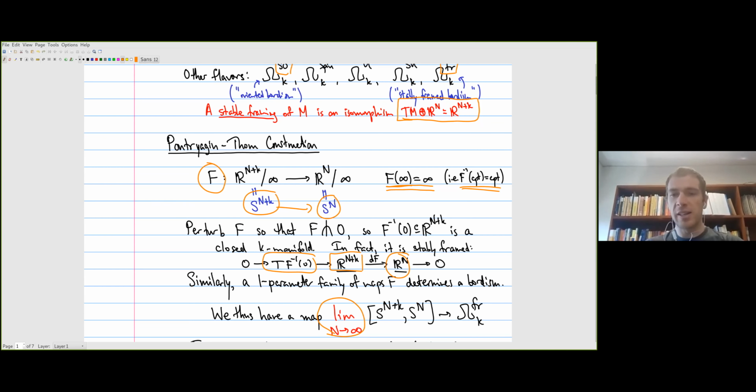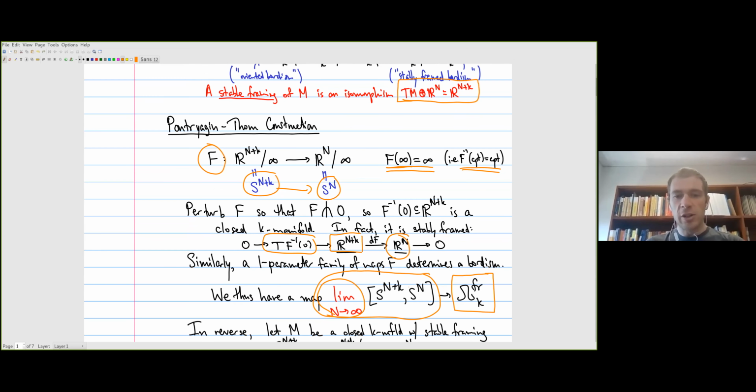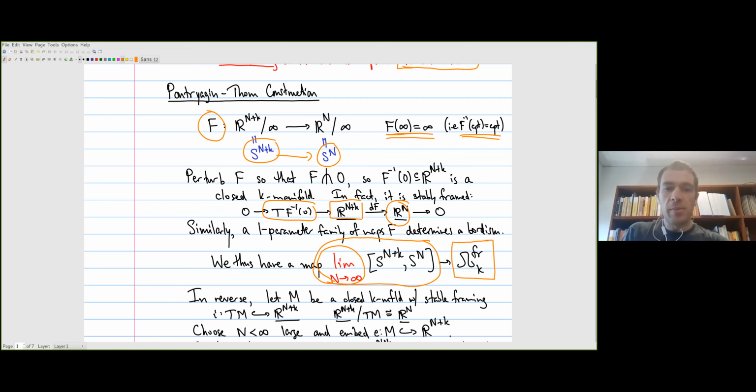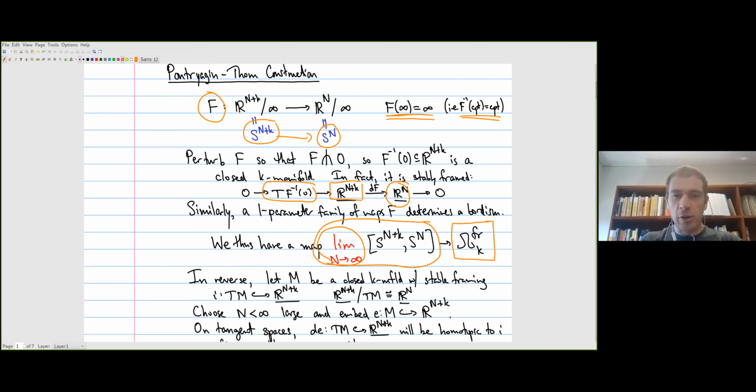Okay, so the point here is that this is a geometric bordism theory, and we've related it to something from homotopy theory. So that's one direction, and you can go in the other direction as well. So if I have a closed k-manifold with a stable framing, then I can embed it into R^n. So that's this. I just choose any embedding into R^n.